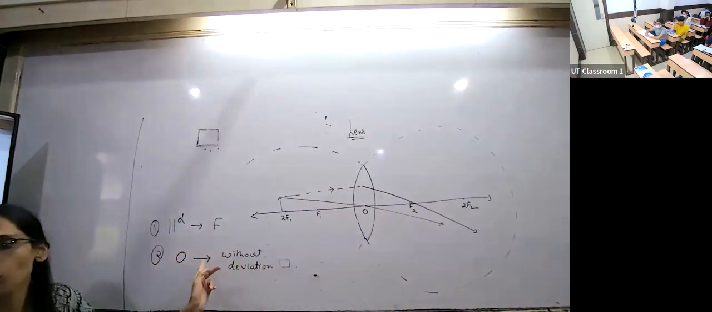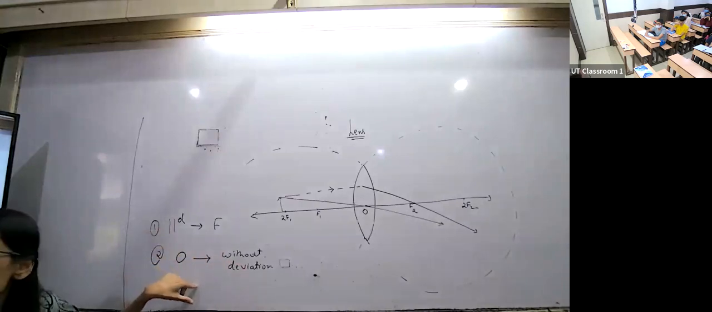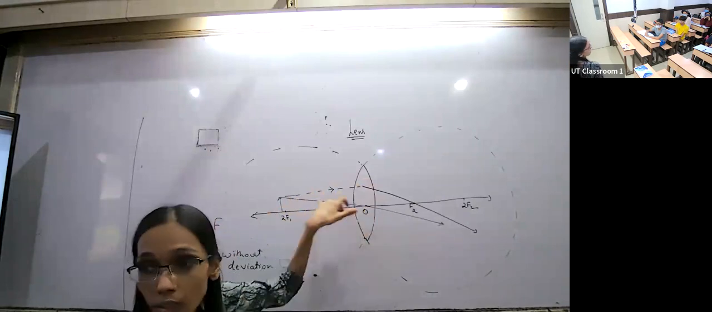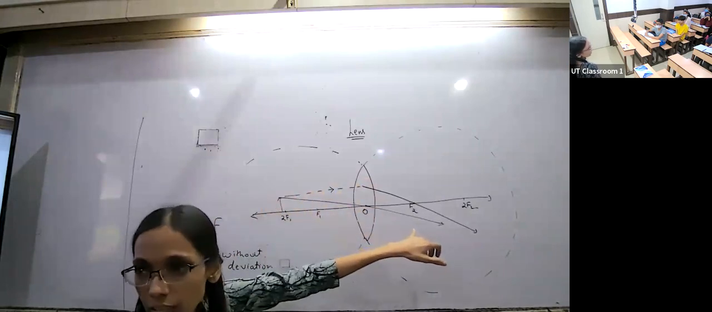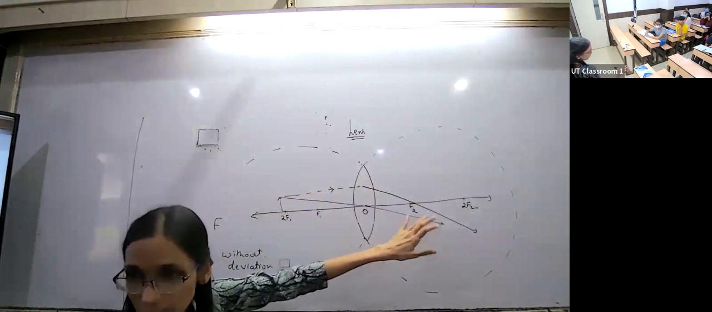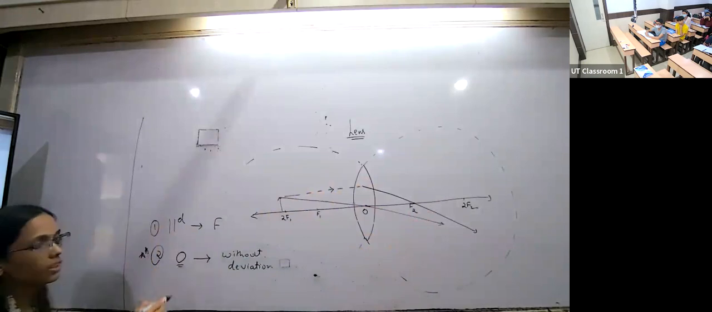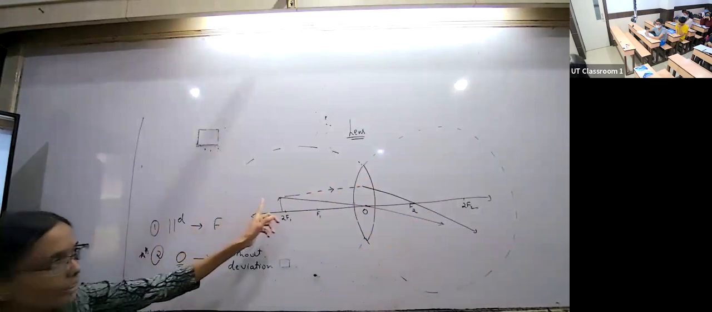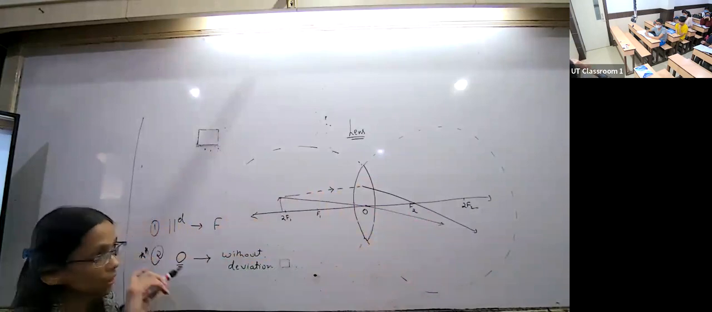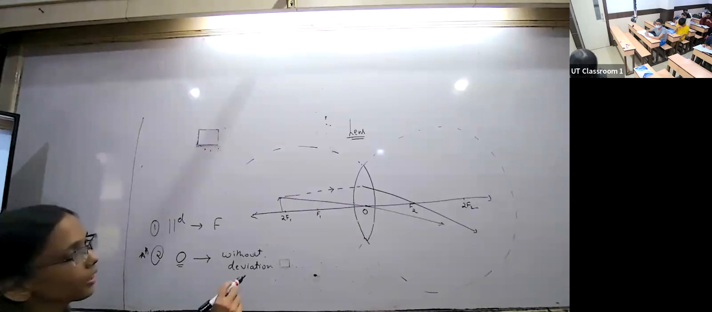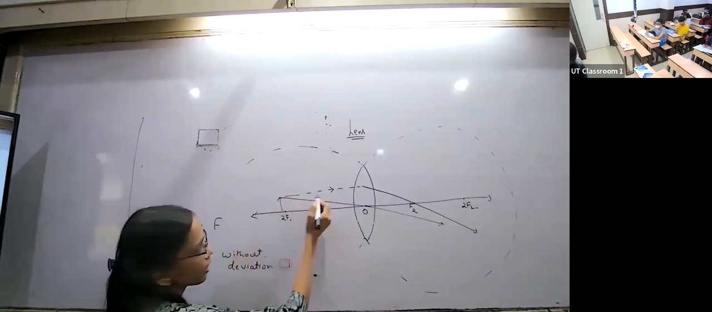This part is very important because this is how you will define the optical center of a lens. So what is the optical center of a lens? Optical center is the center point of the lens from which a ray passes without any deviation. This is how you will define it. That is the definition of optical center: the ray will pass without any deviation. Okay. Now the third one.